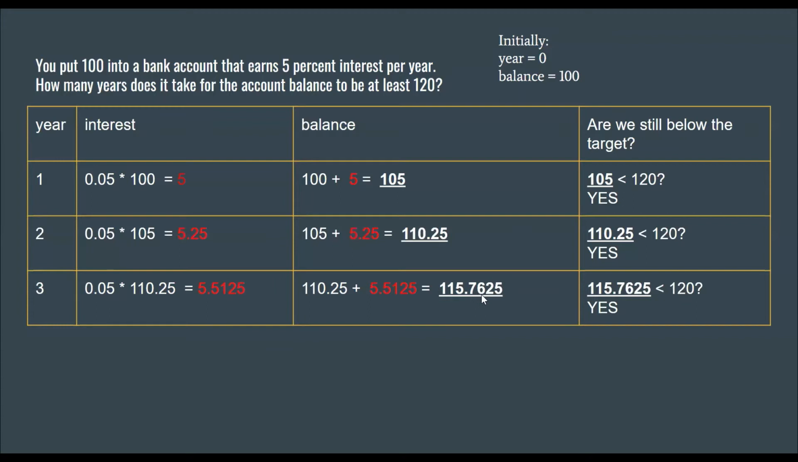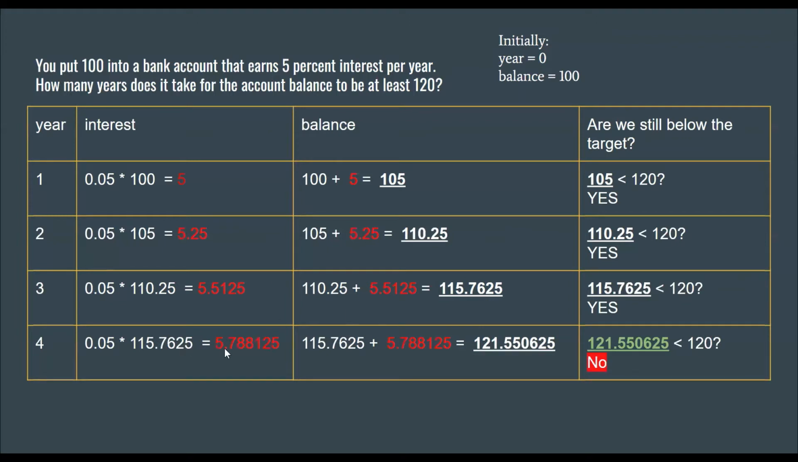Now again, I am still below the target. I am still below 120. I need to go for 1 more year. At year 4, my interest is now 5.7, and my new balance is 121.5. Now, is 121.5 below the target? The answer is no. So I need to stop.